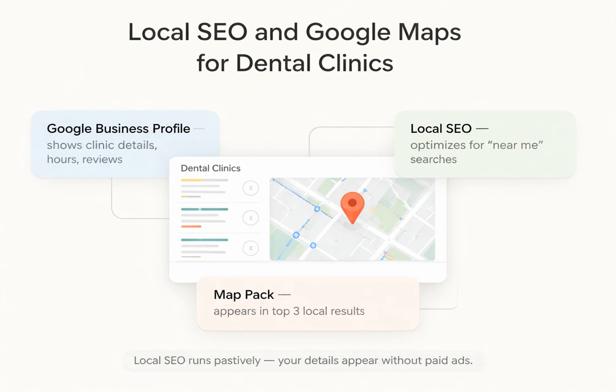When you set up and optimize a Google business profile, your clinic's details, address, phone number, hours, reviews, automatically appear in Google Maps results. This is called the Map Pack, and showing up there can drive significant foot traffic. So for dental clinics, the strategy involves both local SEO for organic visibility and potentially Google Ads for competitive keywords.